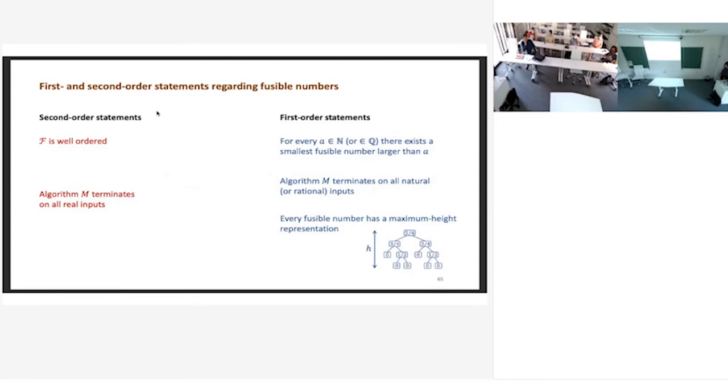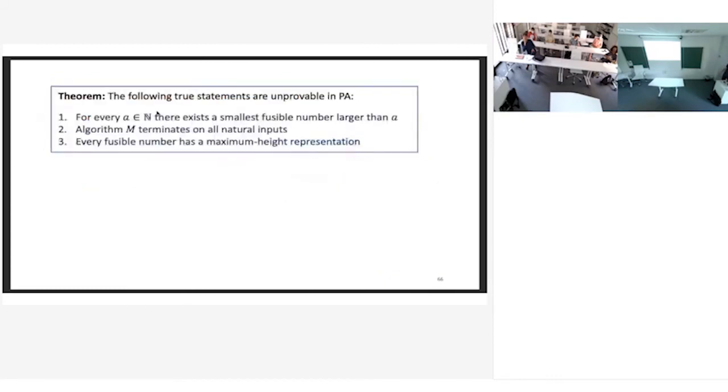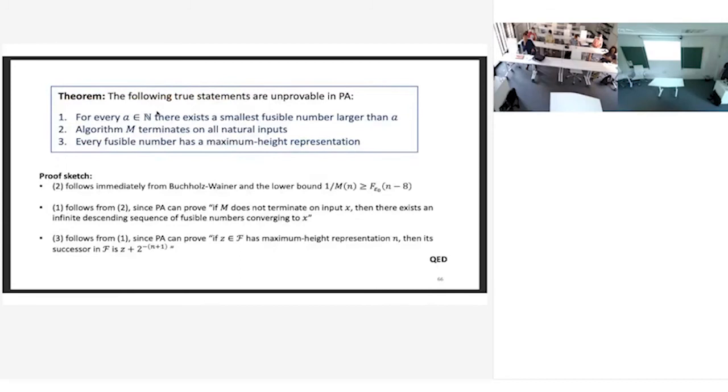And this you can formulate in Peano arithmetic. Algorithm M terminates on all rational inputs: you can formulate this in Peano arithmetic. Every fusible number has a maximum height representation: you can also formulate it. So all these first-order statements are unprovable in Peano arithmetic. Okay? And the proof is like this. So these are the three statements. We already know regarding number 2 that it's unprovable because the rate of growth of M grows like epsilon 0. Then from 2 you can derive 1, and then from 1 you can derive 3. I'm not going to go into the details. That's basically it. I also prepared a small presentation regarding our new work.